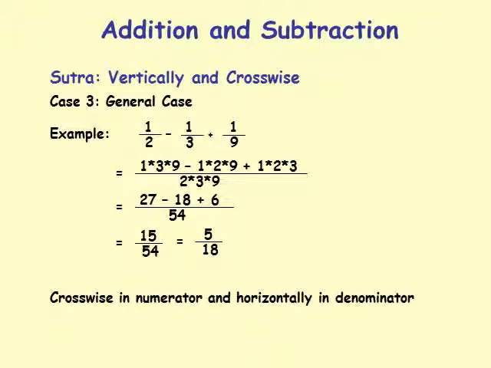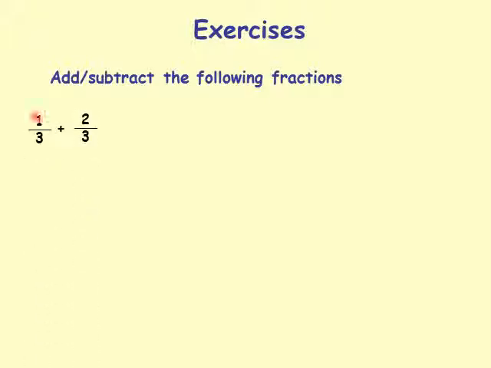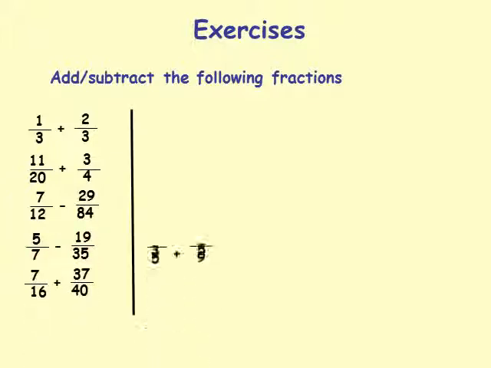Okay, let's continue to the exercises now. We do the needful, add and subtract whatever the sign says, for the following fractions. 1 over 3 plus 2 over 3. Next exercise, 11 over 20 plus 3 over 4. Next exercise, 7 over 12 minus 29 over 84. Next, 5 divided by 7 minus 19 divided by 35, and some more.